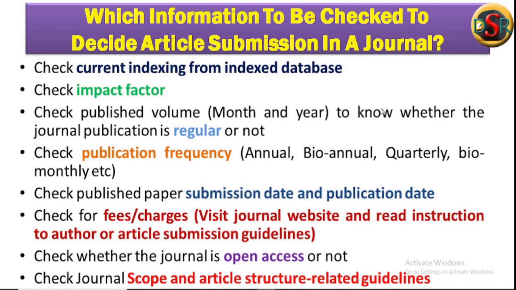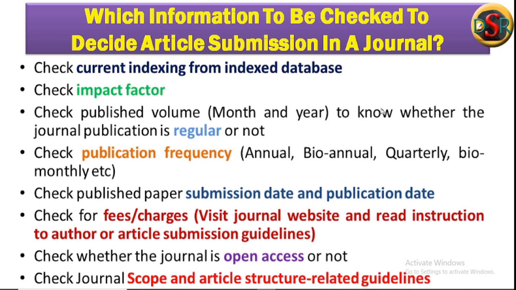To decide on article submission in a journal, we must check the current indexing from the indexed database and the impact factor of the journal. Check the published volumes, that means month and year, to know whether the journal publication is regular or not. Also check the publication frequency, that means annual, biannual, quarterly or bi-monthly, as per your expectation regarding after how much duration you want to publish your article.